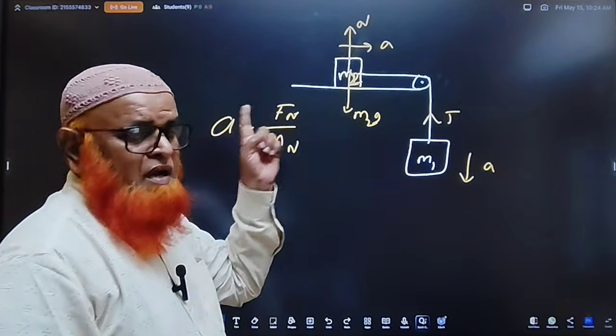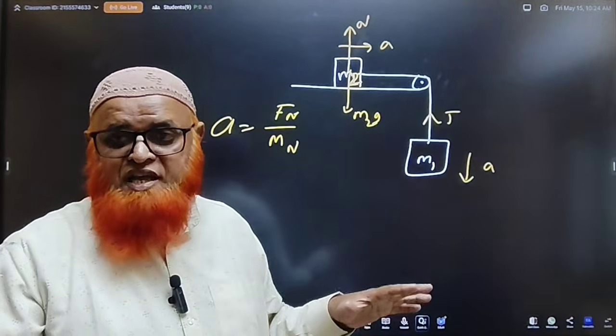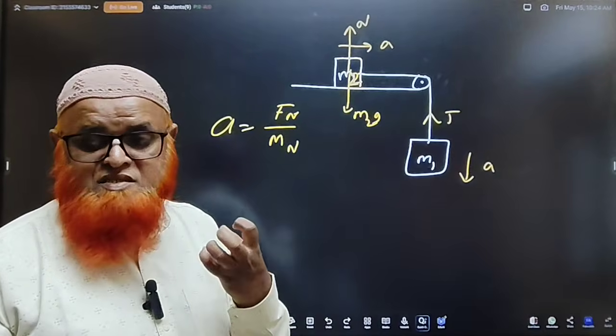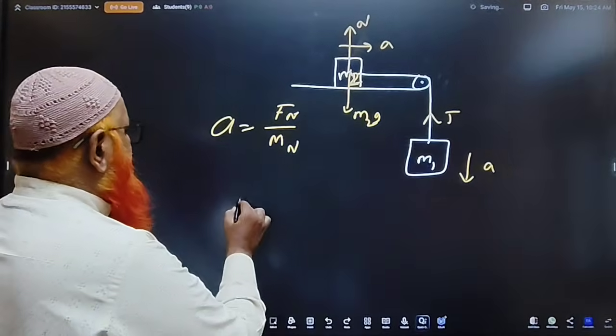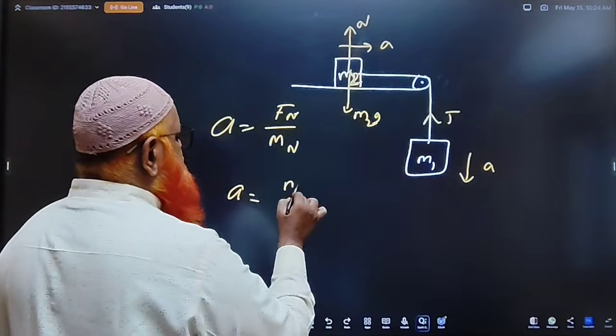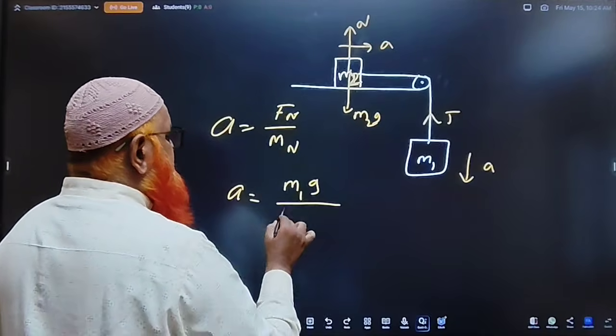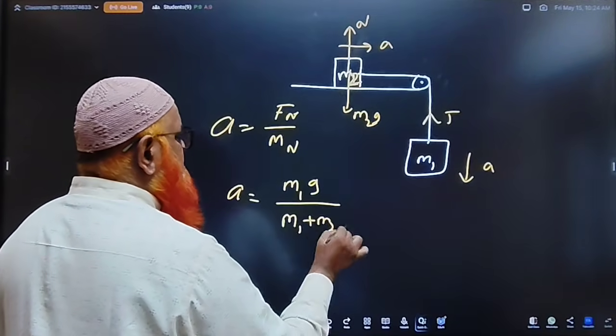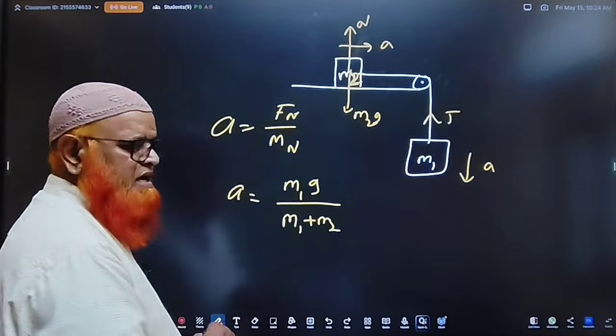Never take the mass which is resting on the table. Only consider the masses which are hanging. So here, acceleration is equal to net force, which means you should consider only M1G. By net mass, you have to consider M1 plus M2. Such a simple technique it is.